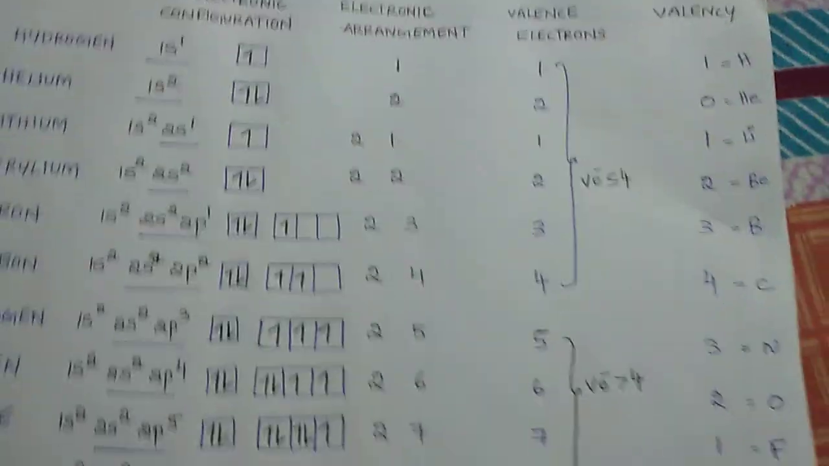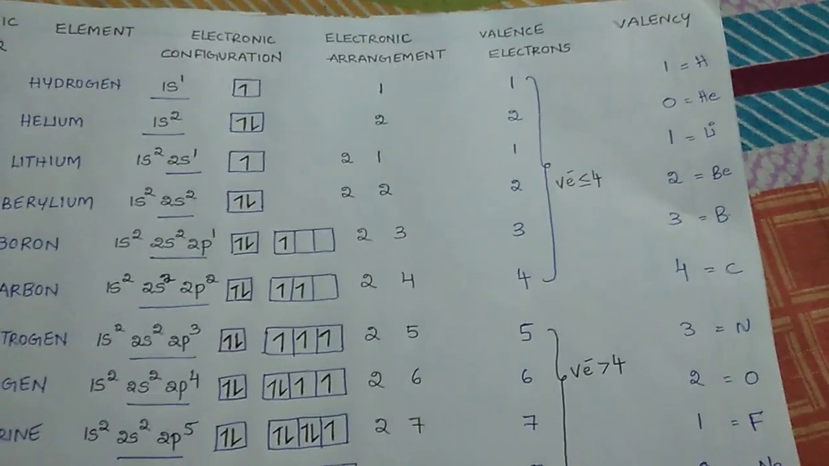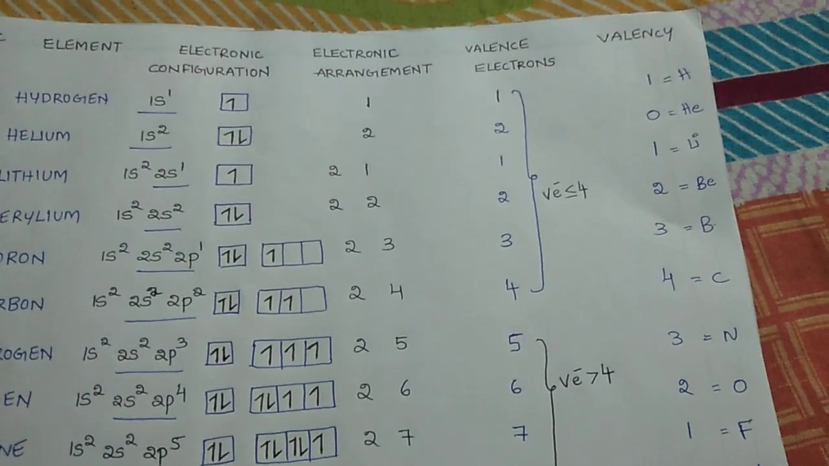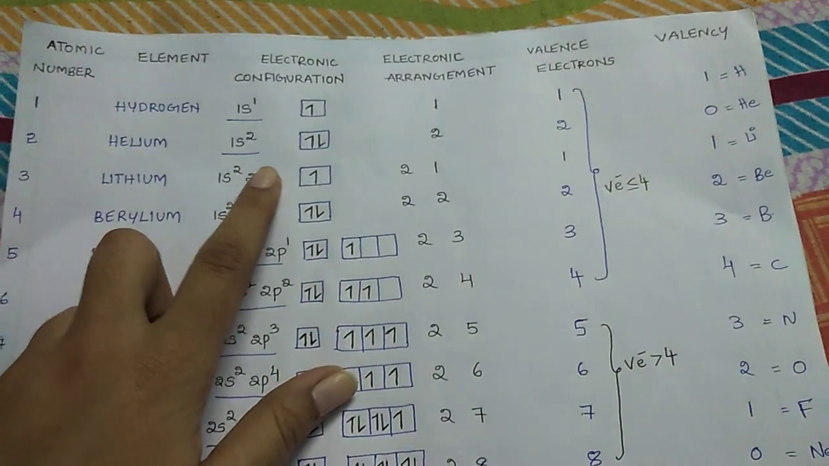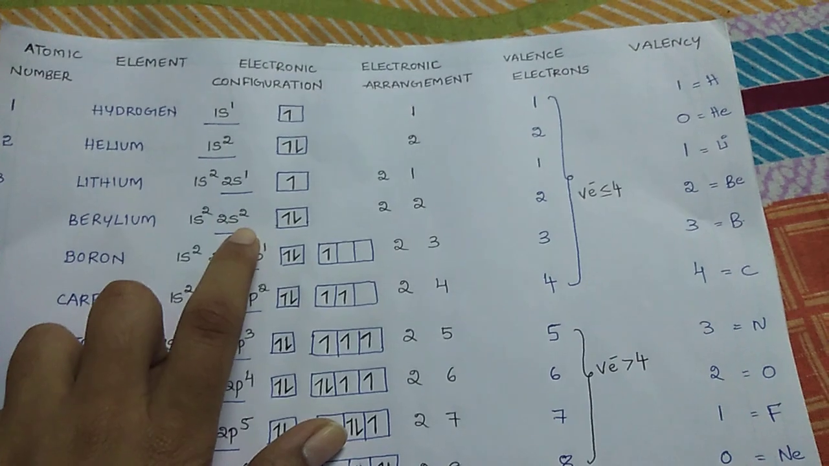Then we can go for valence electrons. Hydrogen has only 1 valence electron, that's why 1. For helium, only 2, that's why 2 valence electrons. For lithium, only 1. And for beryllium, 2.